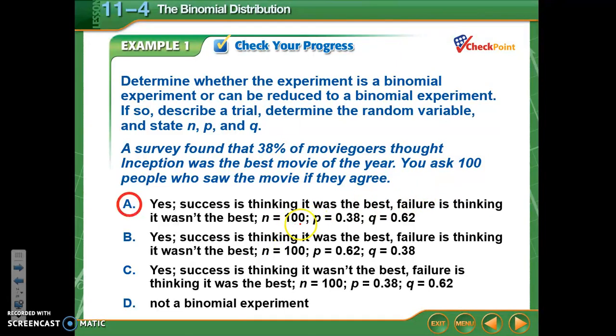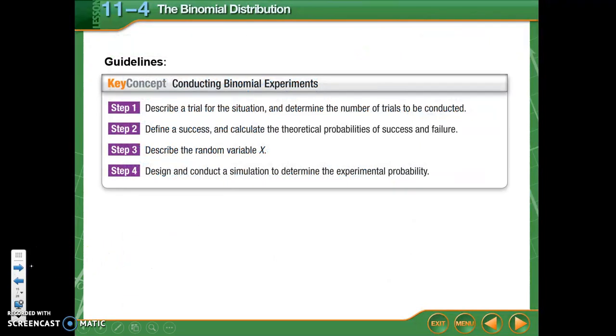There were 100 trials because we asked 100 people. Probability of success, 38% or 0.38. Probability of failure, 0.62 or 62%. So when I'm conducting a binomial experiment, there are several guidelines.